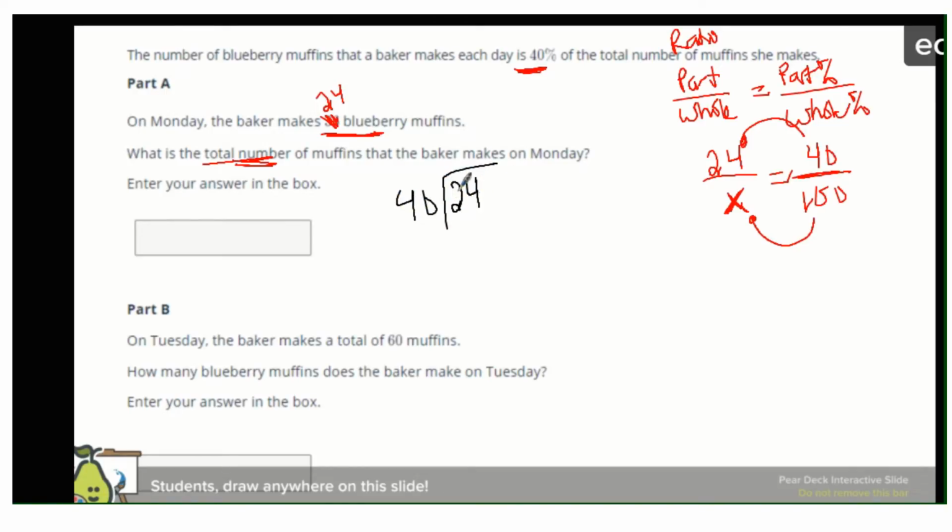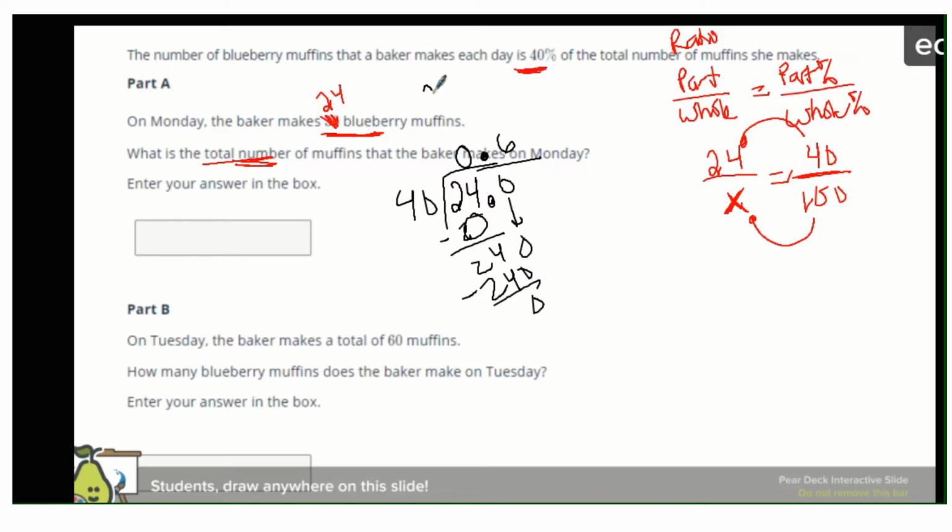So 40 does not go into 24. So you add a decimal point. Obviously this will be 0, bring it down. And then you will add a 0, bring it down. So since 40 does not go into 24, we should have a 0 here. And then 40 goes into 240 if I just ignore that 0 and ignore that 0. 4 goes into 24 6 times. So I know 40 times 6 will give me 240. So I'm going to put a 6 here and I'm going to subtract 240.